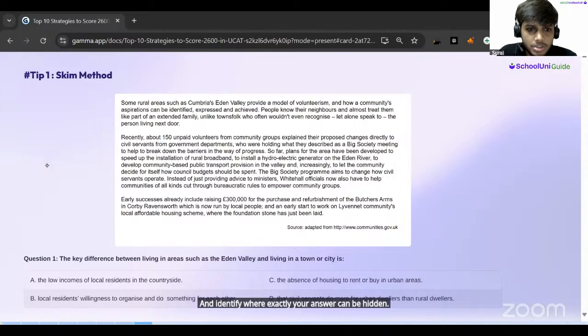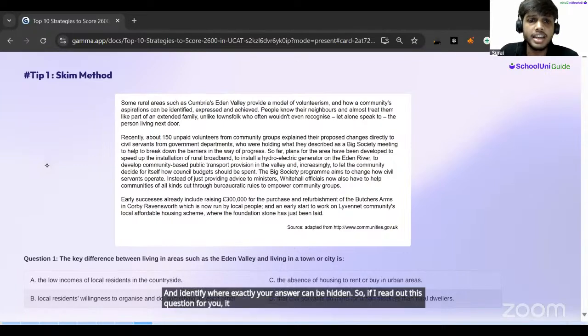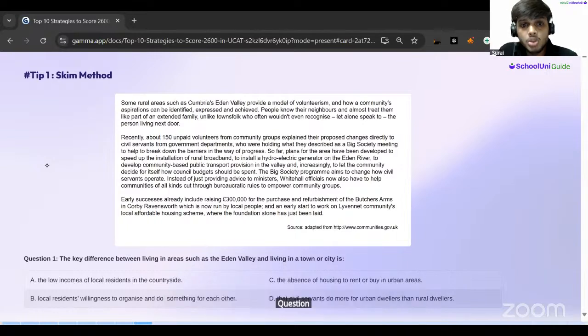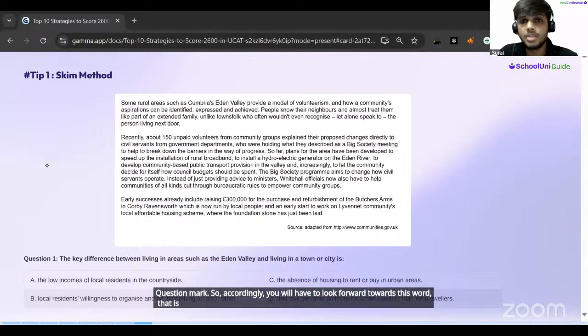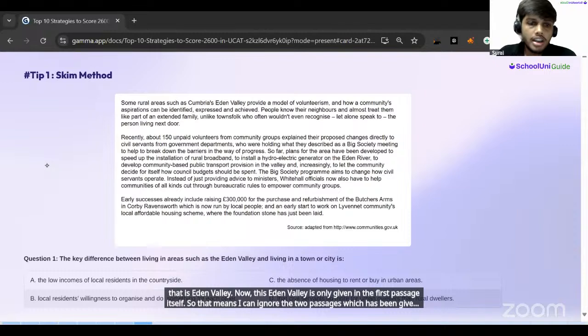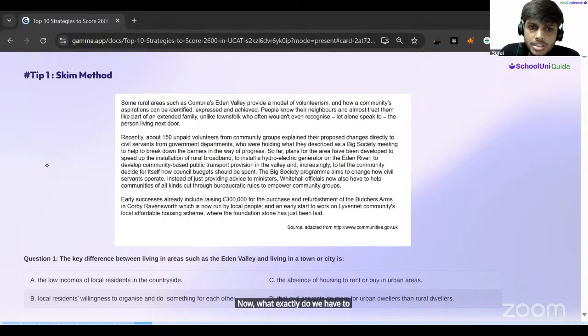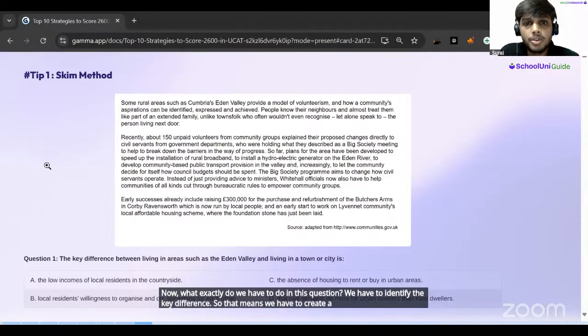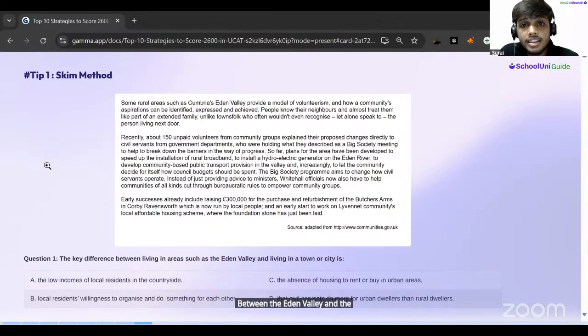So if I read out this question for you, it says the key difference between living in areas such as the Eden Valley and living in a town or a city is question mark. Accordingly, you have to look for this word, Eden Valley. Now this Eden Valley is only given in the first passage itself, so I can ignore the 2 passages given below. What do we have to do in this question? We have to identify the key difference, so we have to create a contrast between the Eden Valley and the townsfolk.